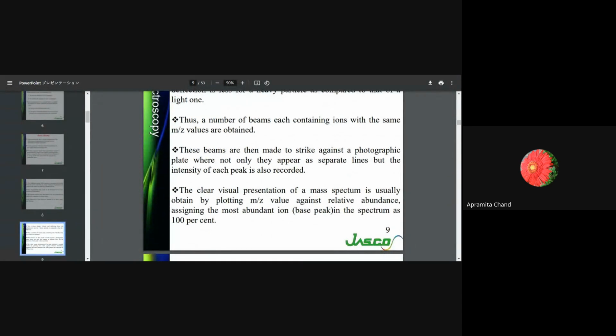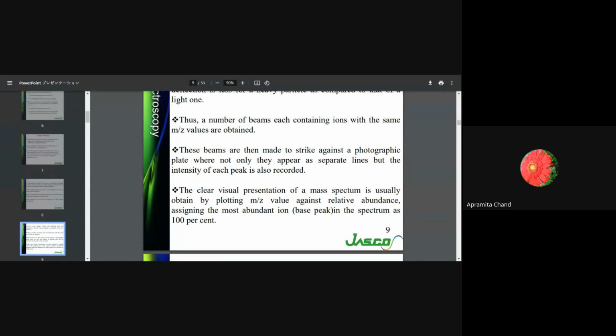And when these beams strike a photographic plate, they will appear as separate, distinct, sharp lines. Just like we got peaks there, where sometimes a peak was broad or sometimes splitting was happening, here only single sharp lines will come. But here intensity is very important. So not only the position, but also the intensity will be very important.